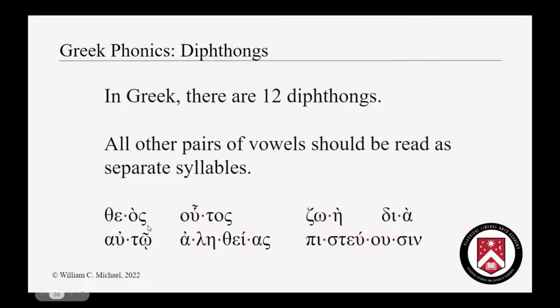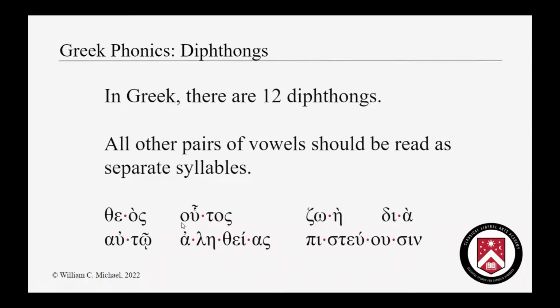So let's look at this first word. We see the first syllable is the, and the second syllable is os. We have a pair of vowels in the middle of this word, epsilon and omicron. But epsilon, omicron do not make one of the 12 Greek diphthongs, so this word is divided into 2 syllables between those 2 vowels. And we would read this as theos. Notice the grave accent telling us to fall down in pitch, theos.